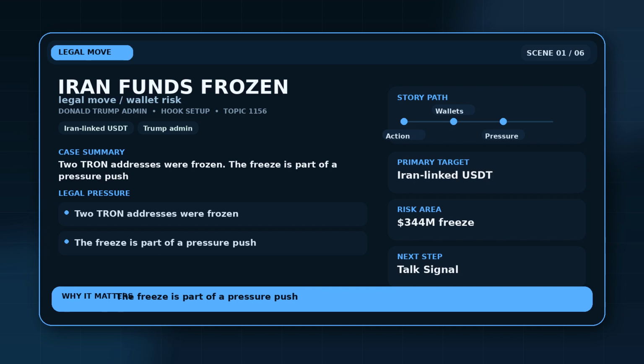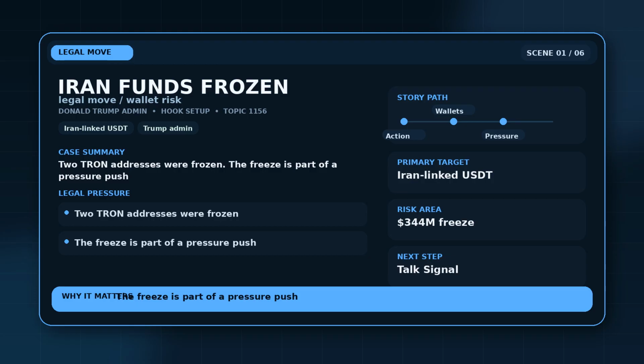The Trump administration confirmed a $344 million crypto freeze tied to Iran, with Tether blocking USDT across 2 TRON addresses. The tension is that the freeze is both a sanctions action and a signal about how stablecoin issuers fit into cross-border financial pressure. The Donald Trump admin now points to Iran-linked USDT as the center of the story, not a broad market mood. The first thing to separate is the event from the interpretation.